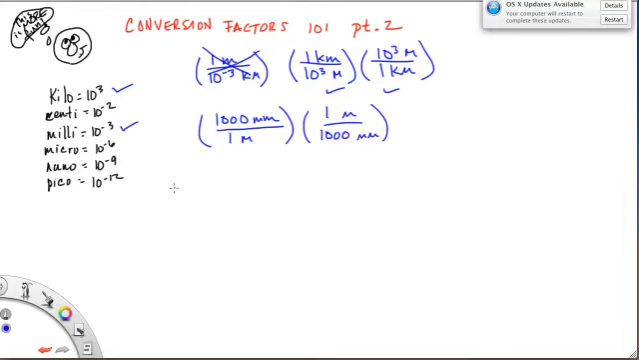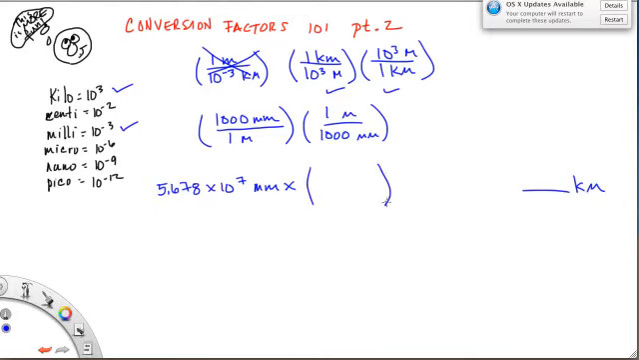So let's say that I have 5.678 times 10 to the 7th millimeters, and I want to know how many kilometers I have. So I'm jumping right from millimeters to kilometers. When I look at my conversion factors here, this is millimeters to meters, and this is meters to kilometers. So the most straightforward way of doing this is by using 2 conversion factors.